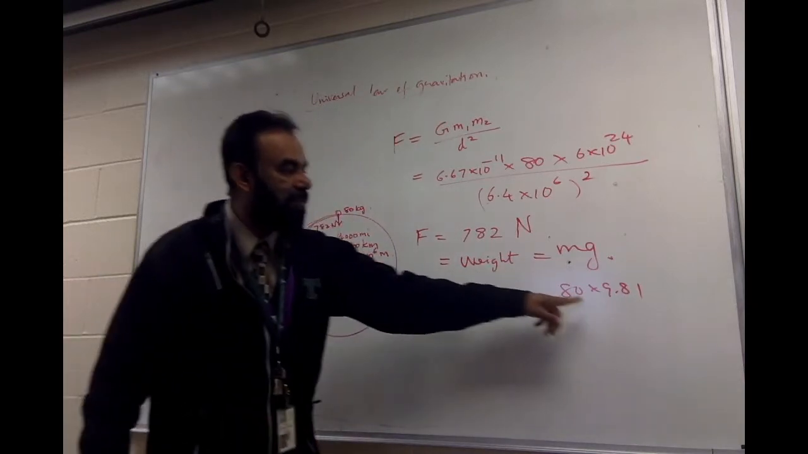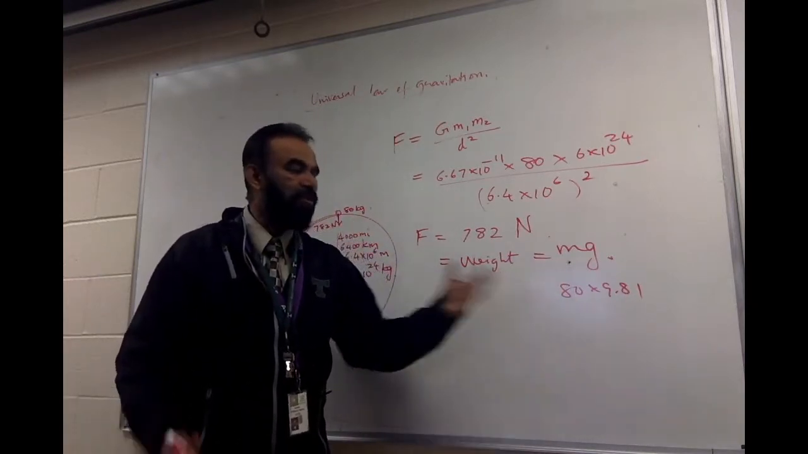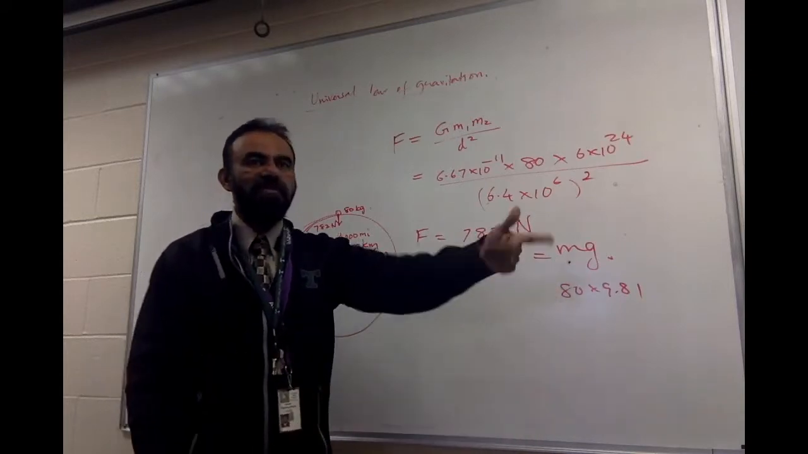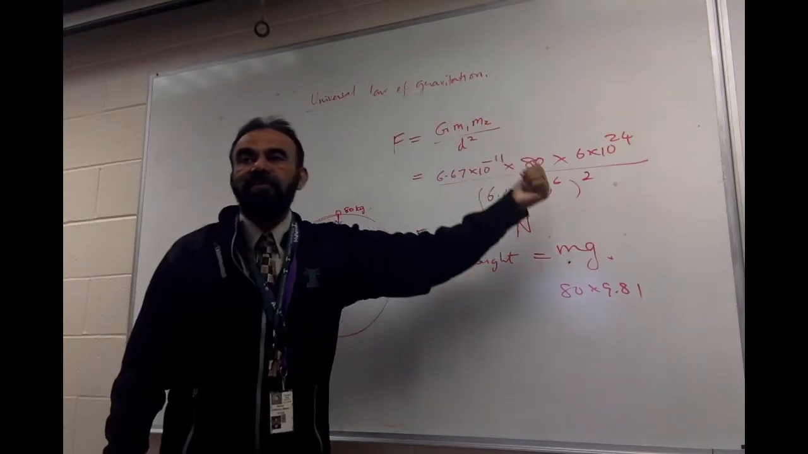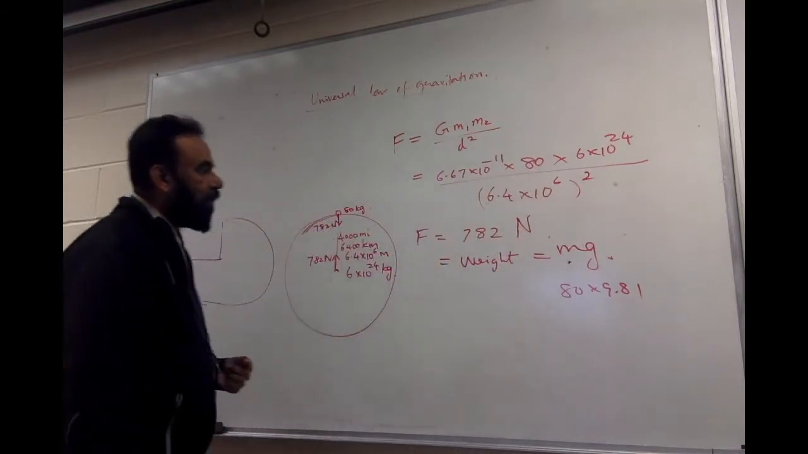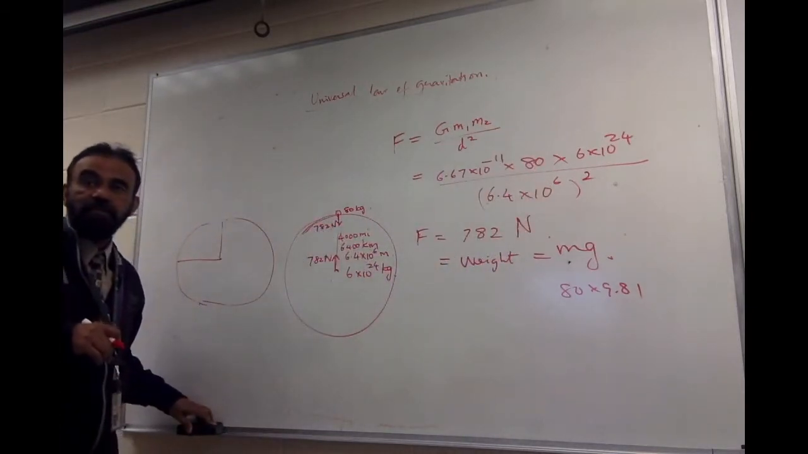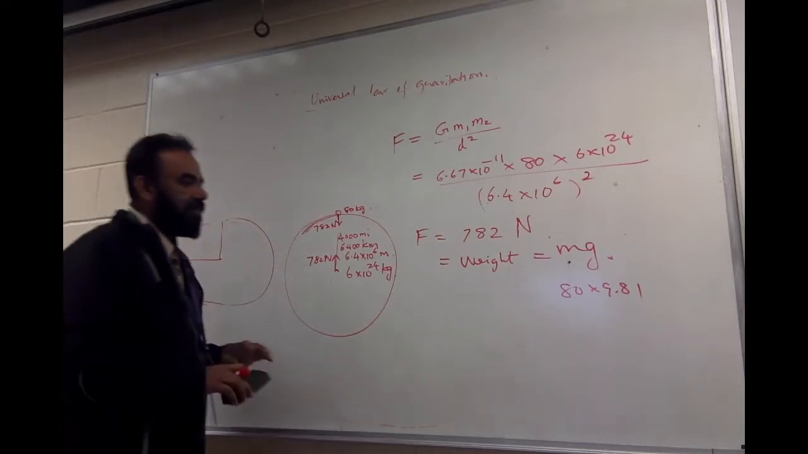So the weight is basically this. What we normally do to find the gravitational force is mass times gravity. That's basically this, but now we got it by using the universal law of gravitation. Is that clear?